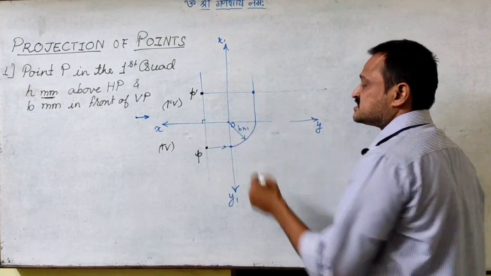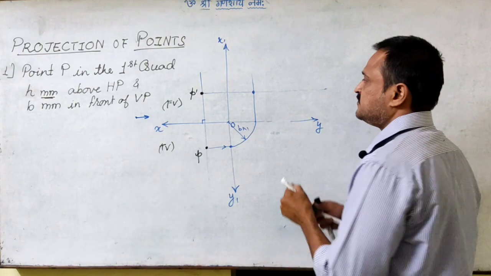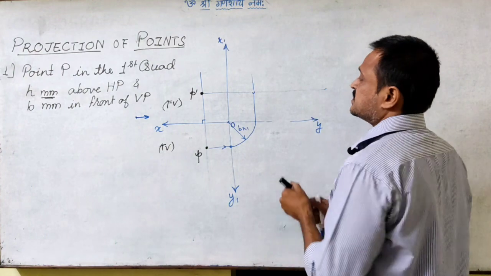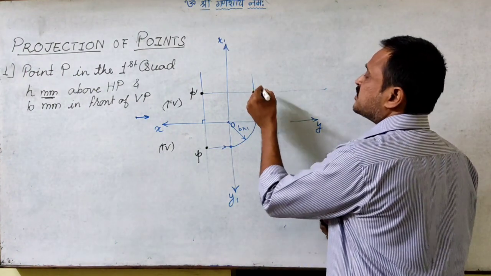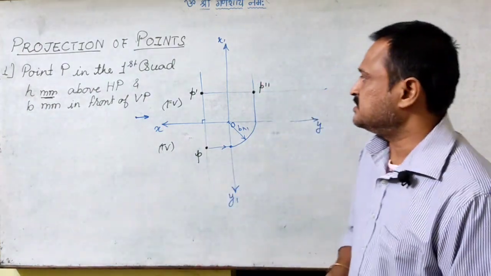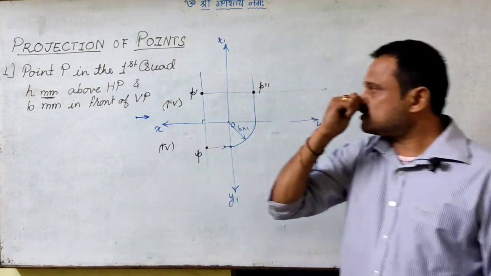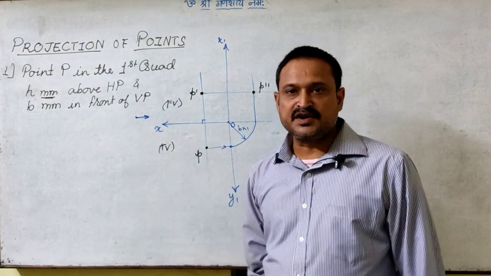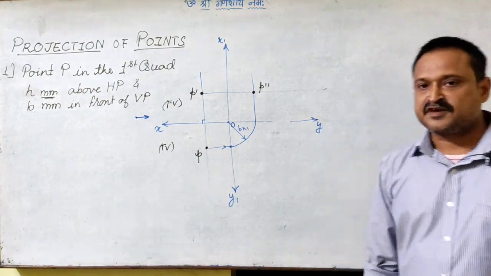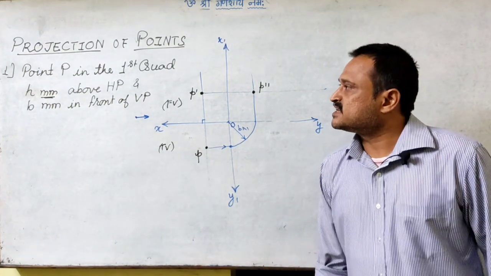So that means the intersection of these two lines satisfies both the conditions for the left profile view. Wherever these two lines intersect, this intersection point will be the left hand side view of the point P. So this is how we get the image of a point which is in the first quadrant and h mm above HP and B millimeter in front of VP. Now we will move on to the next case.